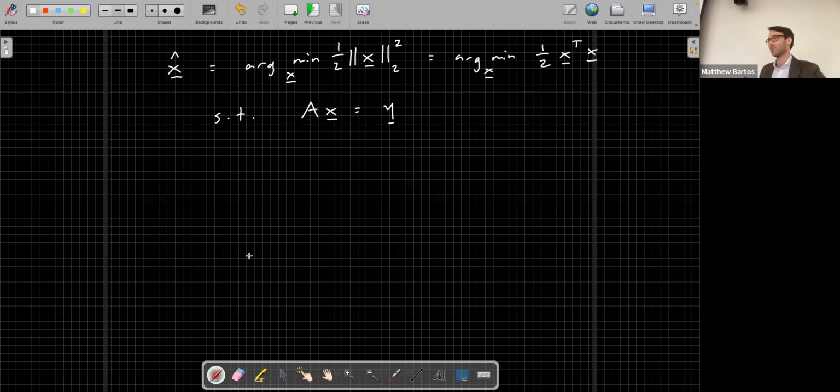Right, Lagrange multipliers. Okay, so what we're going to do is take this constraint and put it back into our objective function as a penalty term. So we can rewrite this as an unconstrained problem.